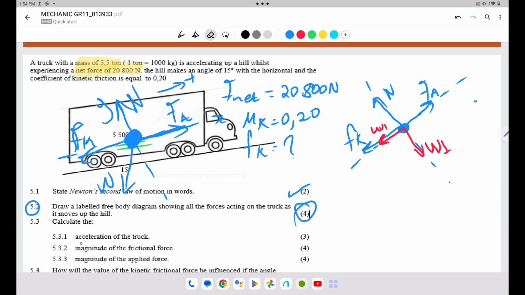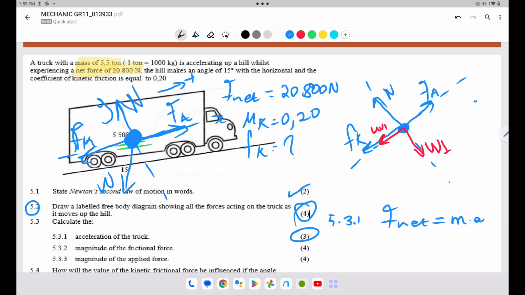Then the other one says, calculate the acceleration of the truck. Nothing was mentioned about the velocities, displacement, and so on. So it means if you want to arrive at the answer, you need to use Newton's second law of motion. F net is equal to ma. What is the direction of the net force? It is uphill. What will be the direction of the acceleration? It will also be uphill.